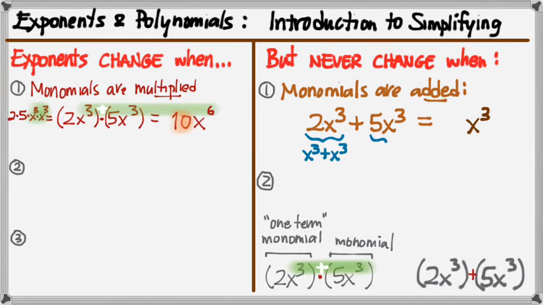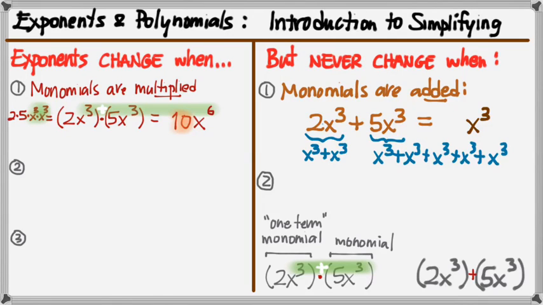Likewise, 5x to the third is the same thing as adding x to the third to itself 5 times: x to the third plus x to the third plus x to the third plus x to the third plus x to the third. Obviously, you're not going to write all this out every time, but if it helps you remember what to do in the general case, by all means. This is a concrete example of what it looks like.